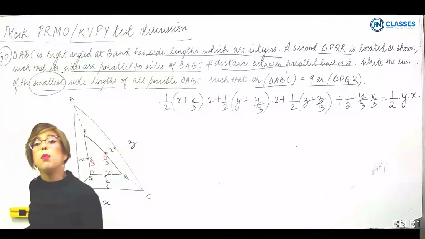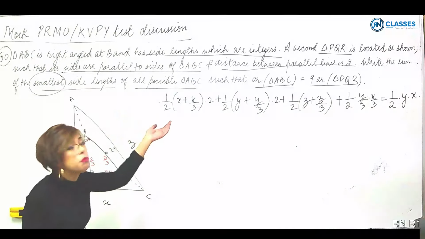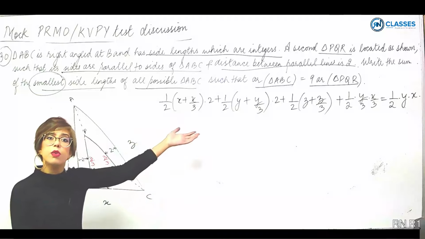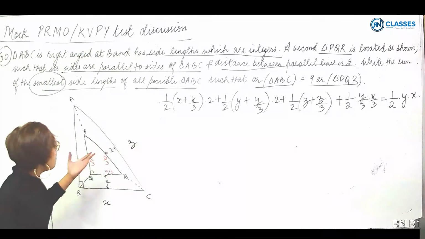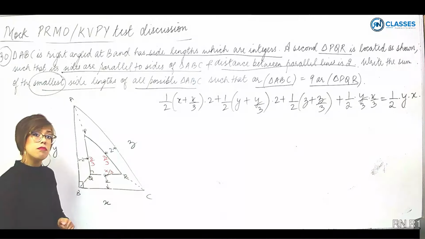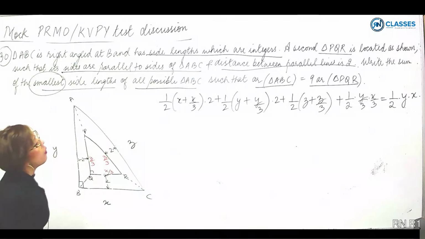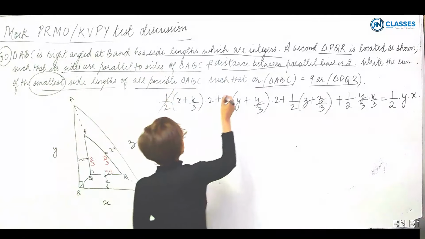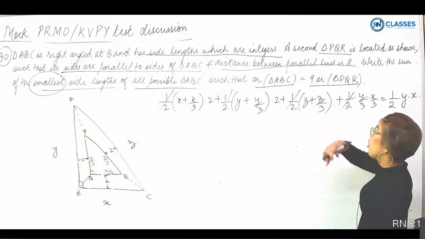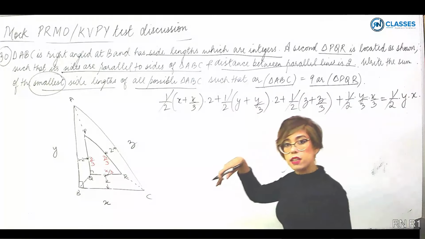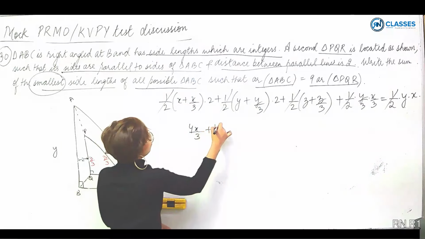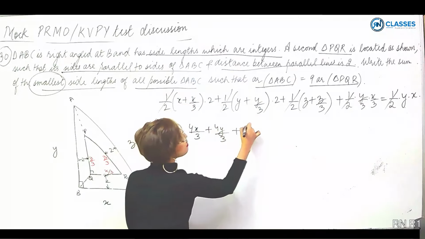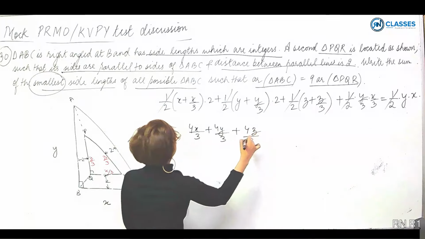Since I want xy, I need to form an equation in xy. So I've tried to do that. Since the area and the distance between the parallel lines are given, maybe I can use the area of a trapezium. First of all, obviously this. Half is common, so cancel that out. I will get 4x by 3 plus 4y by 3 plus 4z by 3.